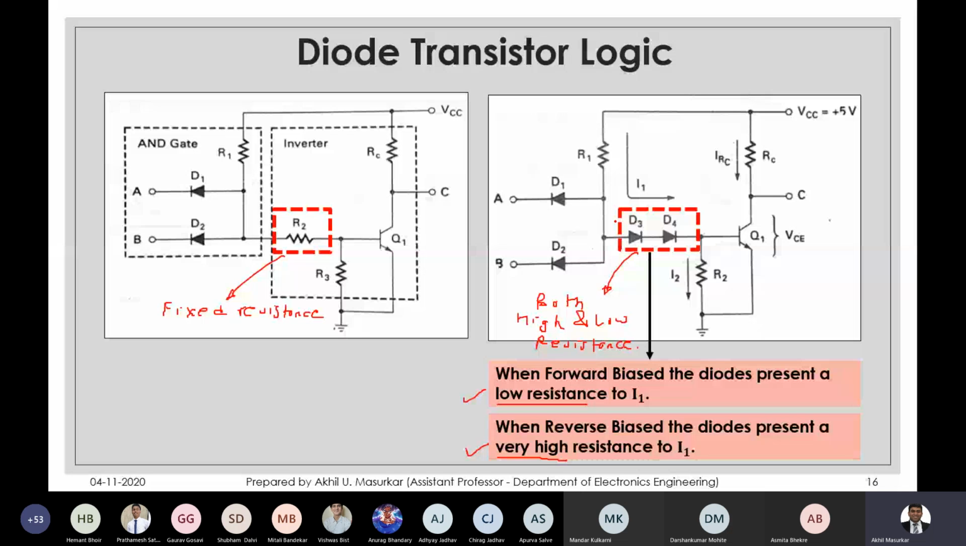So please don't draw the first circuit, draw only this one, in which you show the circuit and replace R2 by D3 and D4. Now see, I am trying to replace resistances by diodes, so more diodes.